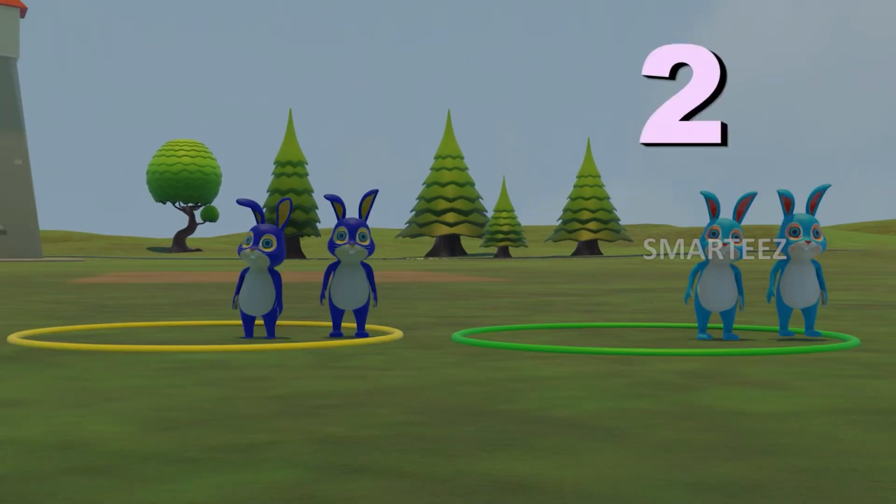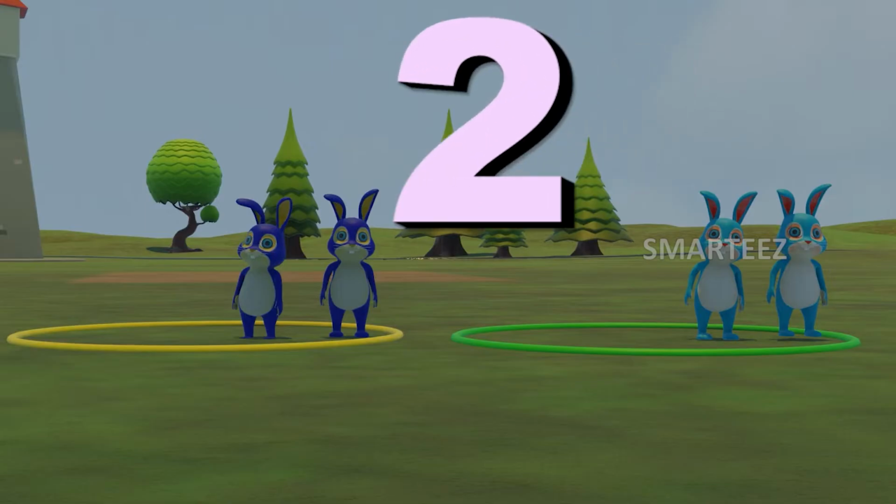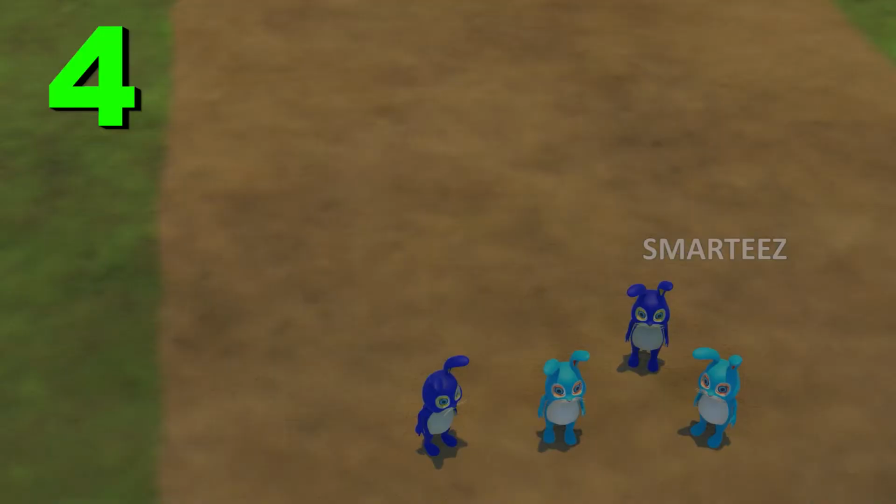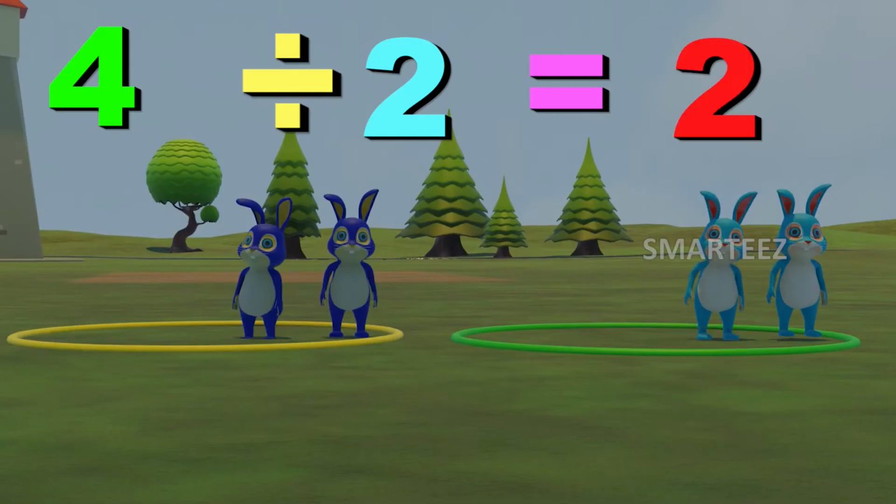One, two. There are totally 2 areas. There are 2 of them in each area. When we divide 4 by 2, we get 2.